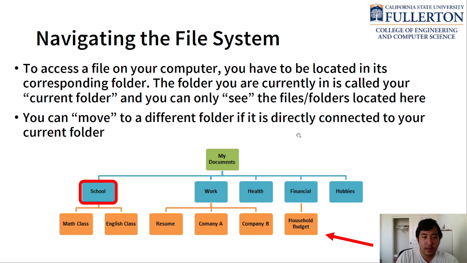And to navigate there, you can only move to a folder that's directly connected to your folder, right? So a lot of times we can't jump directly from school to financial unless we have a shortcut there. Normally the way we do that is we first go up a level, to the My Documents folder, because the My Documents folder is connected to school. And then from the My Documents folder, we could then jump into the financial folder to access your household budget.